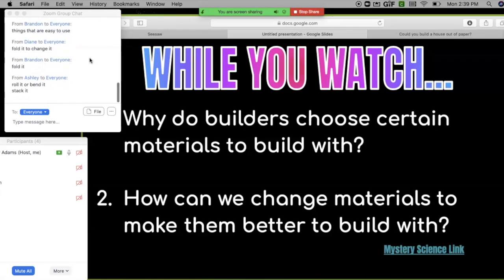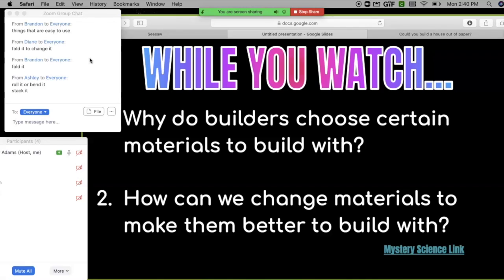Okay, I see that we also hit question number 2, which said, how can we change materials to make them better to build with? So this video focused on paper, and a lot of you thought when we saw the origami that we could fold the paper to change it, right? We saw how they created the crane, how they created the paper airplane. Ashley had some really good ideas too of rolling it or bending it, or like we saw with the one example, stacking it, right? So when we made these changes to our materials, we could make a flexible and weak material like paper a little bit stronger by folding it and bending it and rolling it.